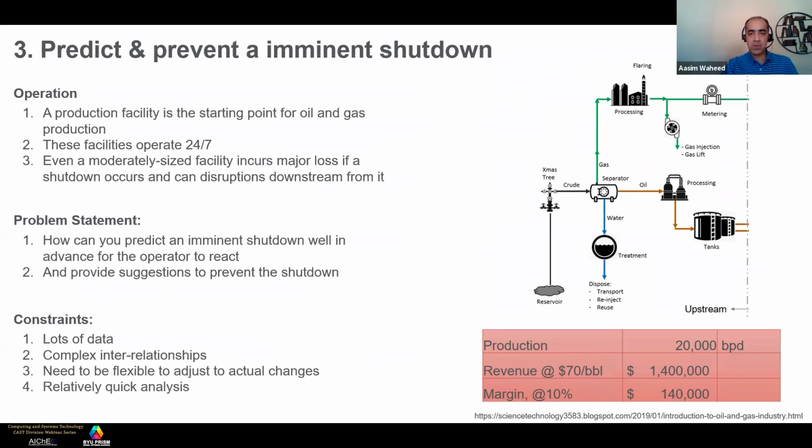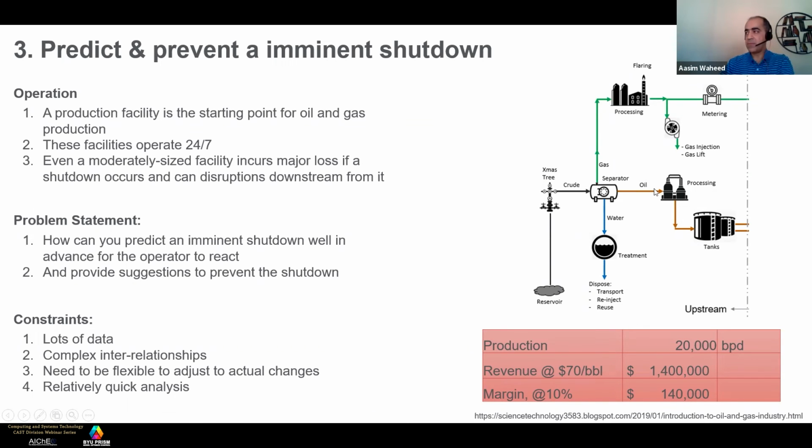All right. One other final example. We talked about no shutdown, but shutdowns do happen. Even for a small facility, which is producing 20,000 barrels, so I'm down from the 100,000 that I previously had to only 20K barrels, is producing $1.4 million a day, and a margin, which is money in the pocket, of 140K a day. Even at this kind of money making, nobody wants a shutdown.